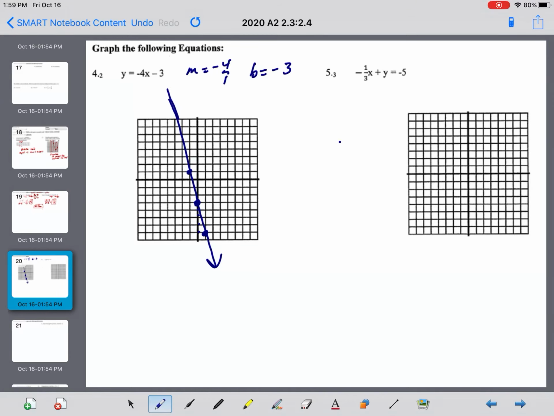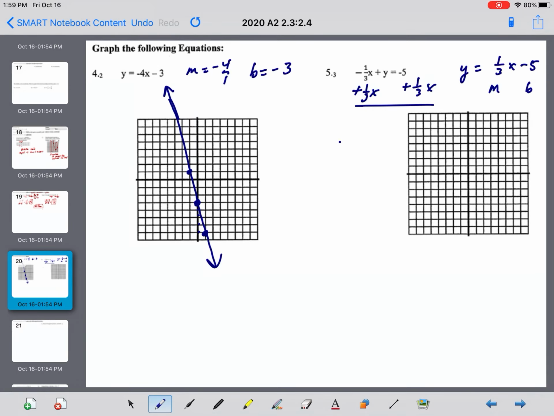All right, so show me your dots. If your line isn't perfect, don't worry about it. But your intercept and your slope should be in there. Number 5, I would manipulate this one and move this x term over to the other side, and you'd have y equals +1/3 x minus 5. And here is your slope, here is your y-intercept.